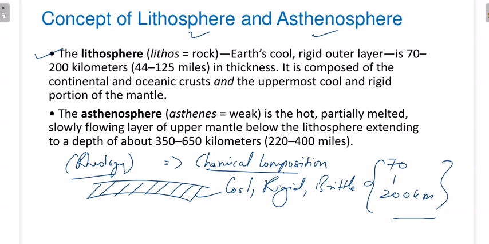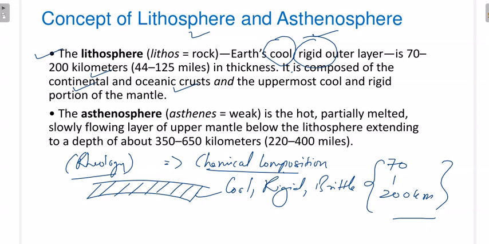So lithosphere is what? Cool, rigid outer layer, and the thickness you have to note. The lithosphere is composed of continental and oceanic crusts. So you could say that crust and lithosphere are basically the same, only the distinguishing feature is how we define the layer. If it is based upon rheology, that is basically the rigidness or the weakness of the layer, then we call it lithosphere, asthenosphere. And if we are talking about the chemical composition, then we call it crust or mantle.